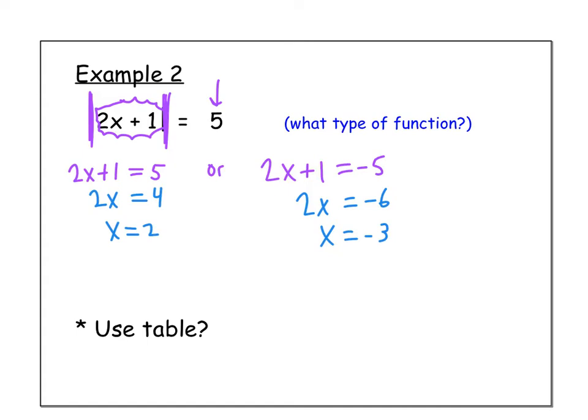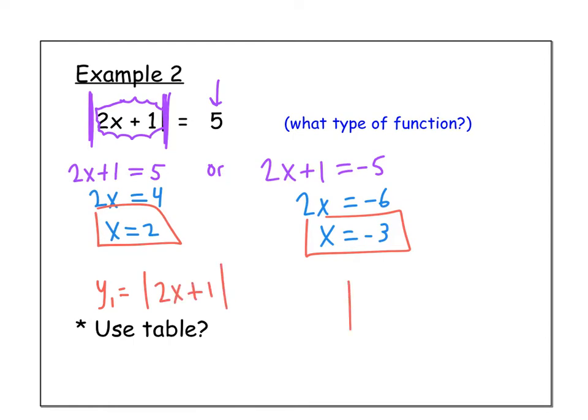Now this is one where you might be able to use the table on your calculator, right? And you're not going to know ahead of time, that's the thing. But this one, since we got nice whole number answers, what I mean by using the table is if we were to put in your y equals and we put in absolute value of 2x plus 1 and go to the table feature, you would find when x equals 2, the y value would be 5.